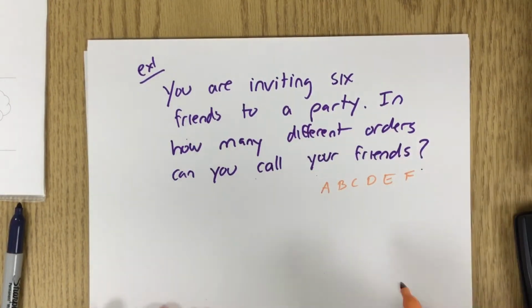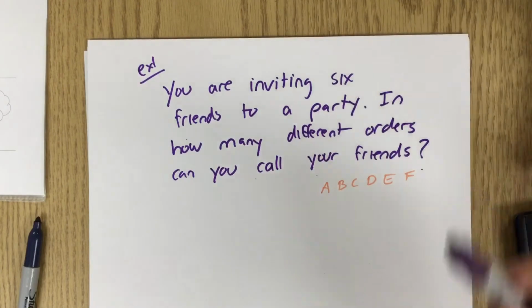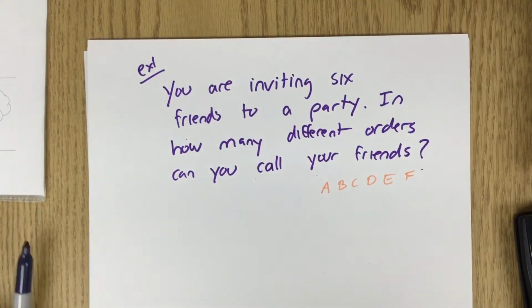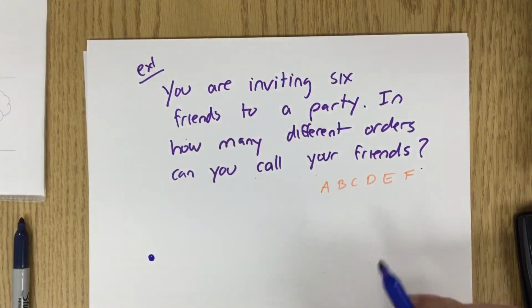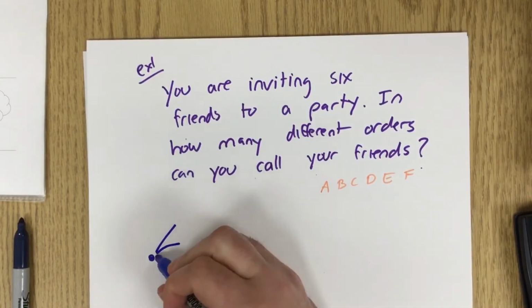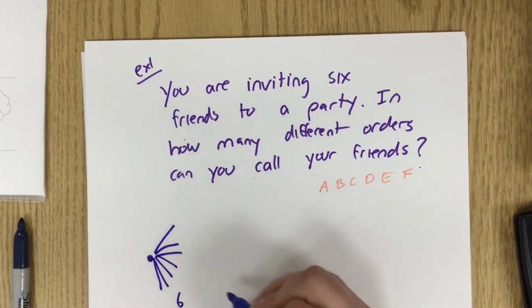So Abby, Bertha, Corey, David, Eve, Francis. 6 friends. And we want to figure out how many different ways there are to call our friends. So we're going to make a tree diagram out of this. The tree diagram is going to start off with a dot. And the first one, we actually could call all 6 of them. So there's 6 options for the first person to call.